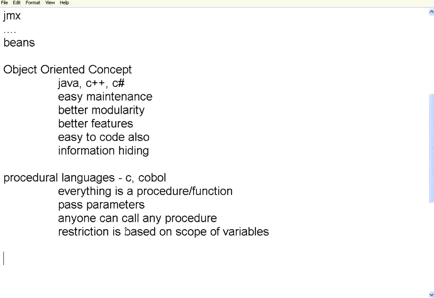Whereas in object-oriented concepts, you have inheritance and information hiding. So there are a lot of features available. That is why the object-oriented languages are now preferred. Somewhere in the early 1990s, these object-oriented languages started gaining a lot of ground across the industry. And Java is definitely a widely used programming language.